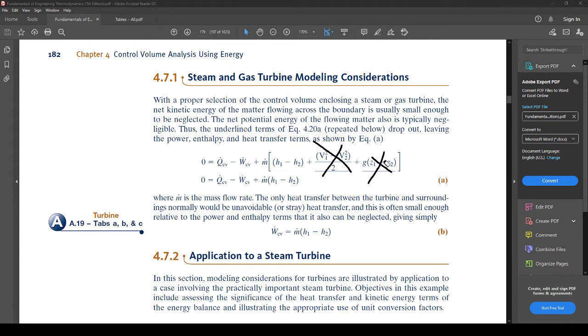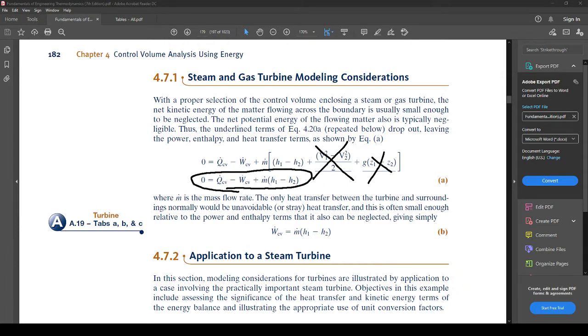Sometimes they will give you an inlet velocity on a turbine. If they give you a velocity in the question, then you know that term has to stay. But generally speaking, these things go away, and you are left with the following: heat transfer minus work plus mass flow rate times h1 minus h2 is equal to 0. This is what you will be left with when working with gas turbines.